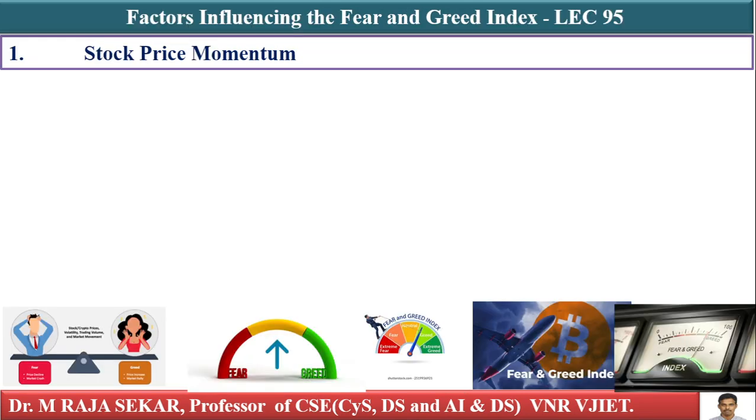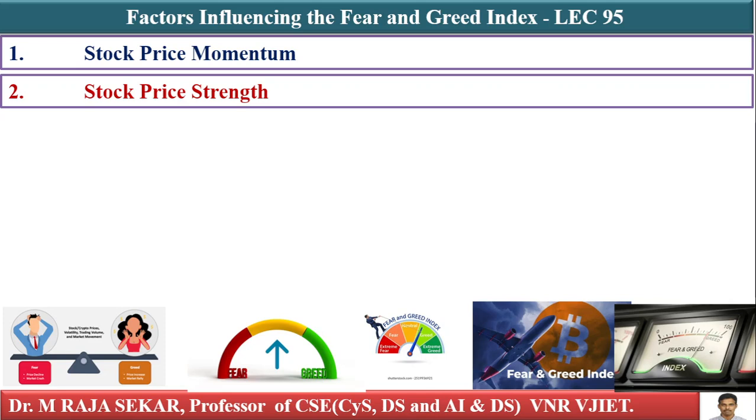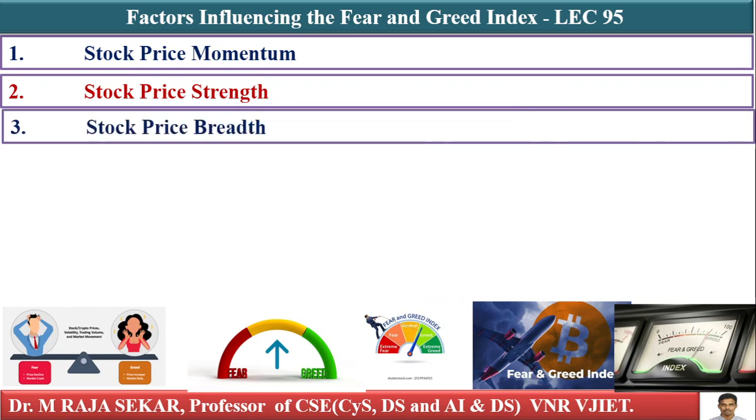Factors influencing the fear and greed index. Different versions exist, but the CNN fear and greed index for the US stock market is one of the most widely used. It considers the following indicators. First one is stock price momentum, which compares the S&P 500 to its 125-day moving average. Stock price strength: the number of stocks hitting 52-week highs versus 52-week lows. Stock price breadth: market breadth based on the volume of advancing versus declining stocks.